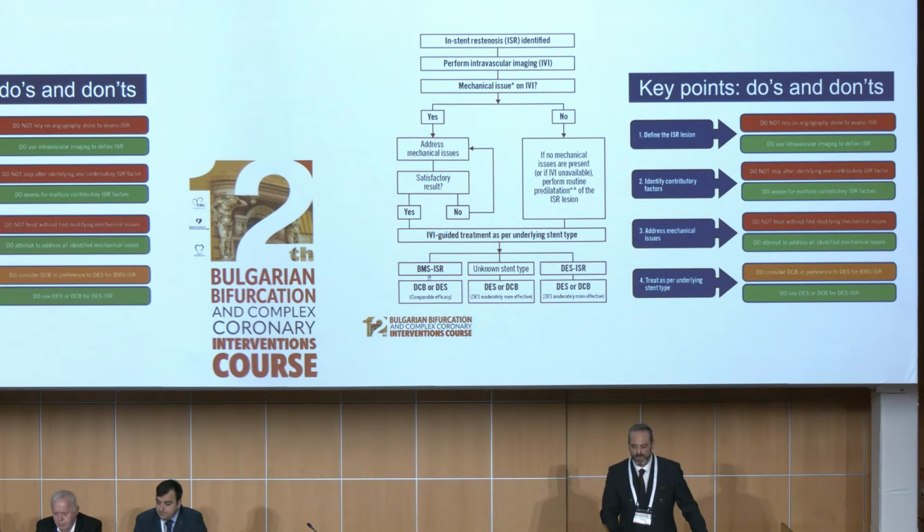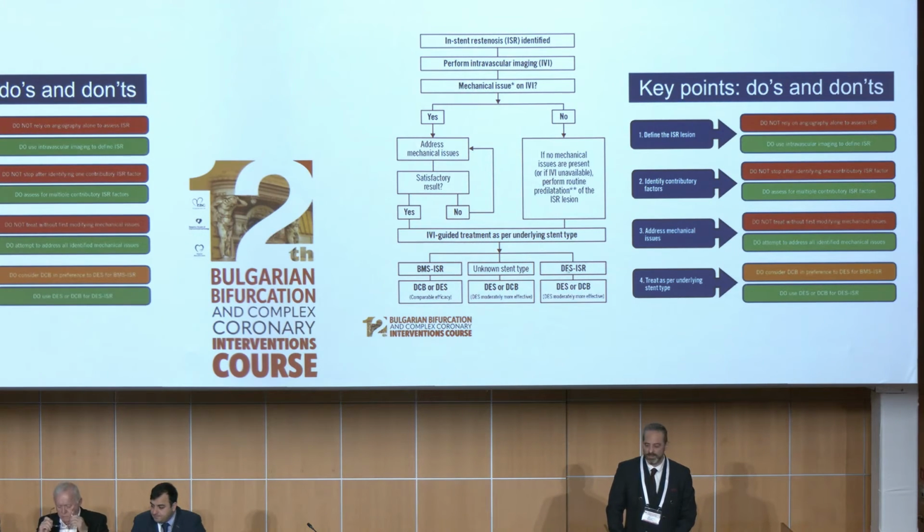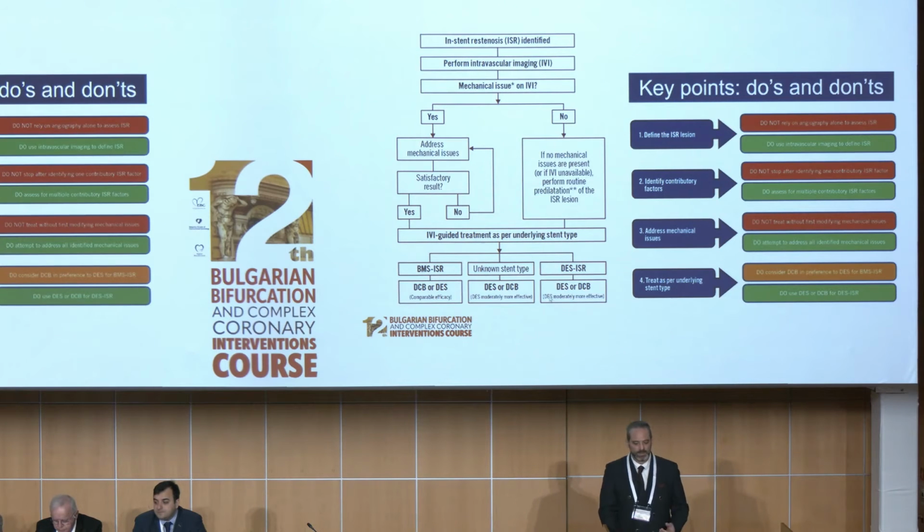So if it is BMS, DCB or DES probably have comparable efficacy. If you don't know the stent type, DES are probably moderately more effective. And if it is DES in-stent restenosis, again, DES have some kind of prevalence, but DCB treatment is gaining much more respect now than in the past because of new balloons and new techniques of applying the drug on the surface of the balloon.